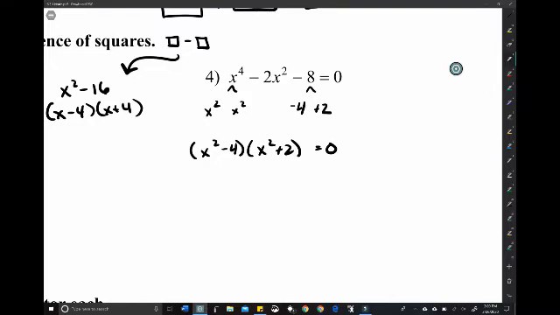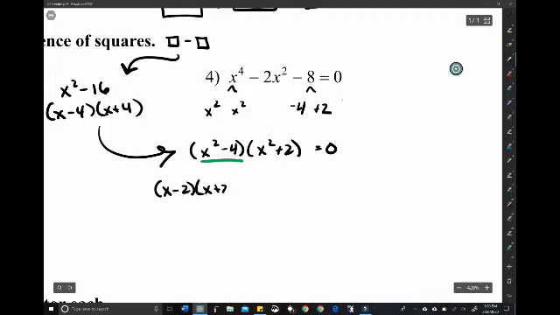Here is our difference of squares piece. Difference of squares right there means we could just rewrite this as x minus 2 and x plus 2, and then we have x squared plus 2 equals 0. At this point, we have different things to chop up. x equals positive 2, if we set that equal to 0. Setting the middle one equal to 0, x equals negative 2.